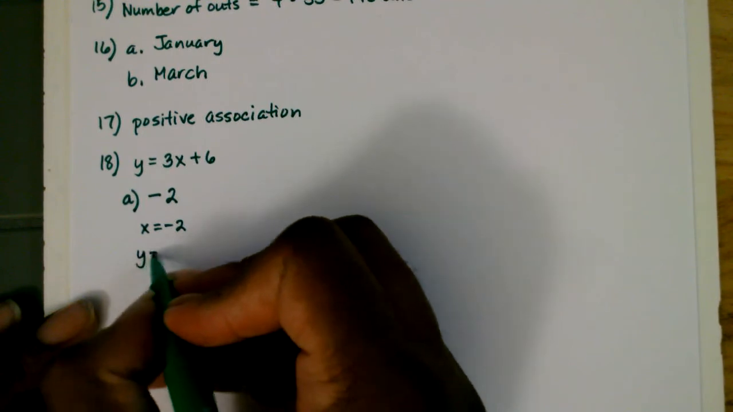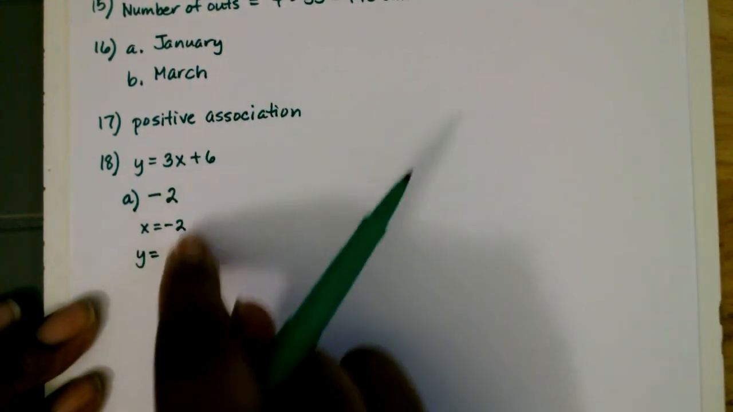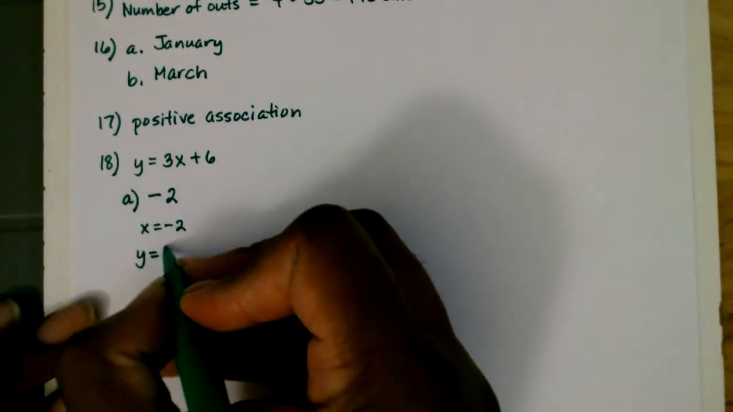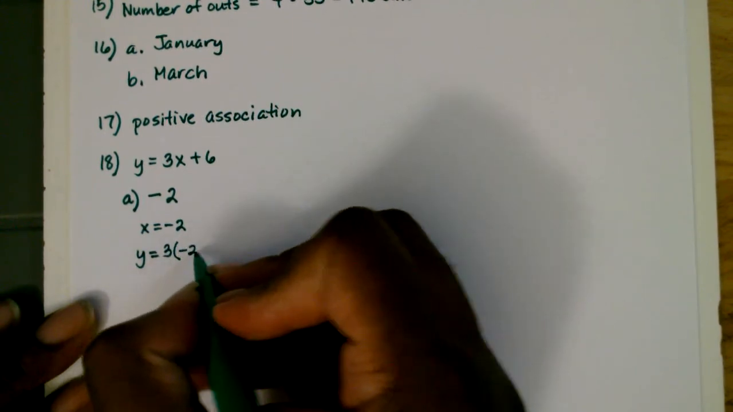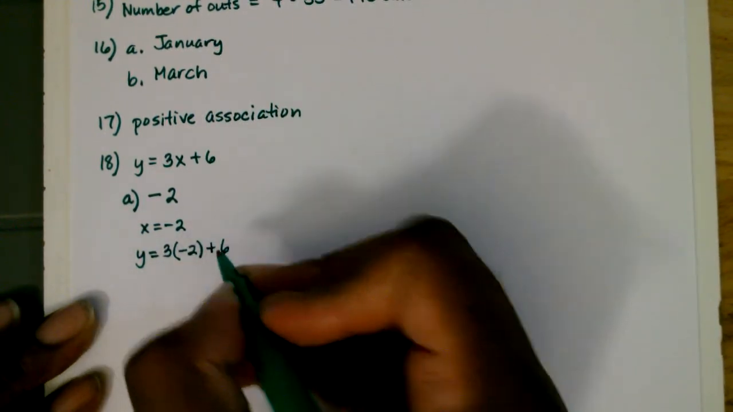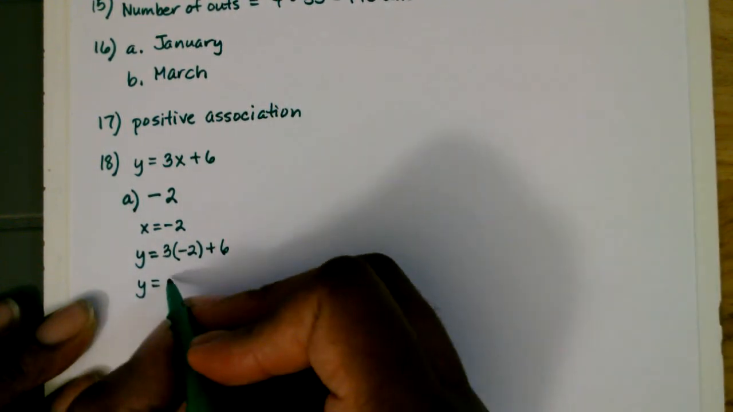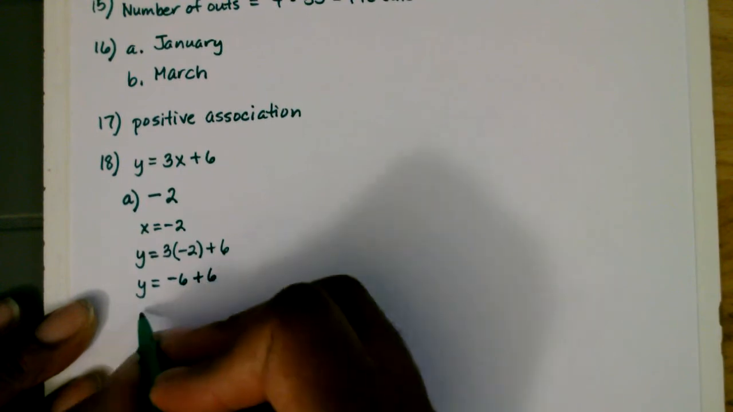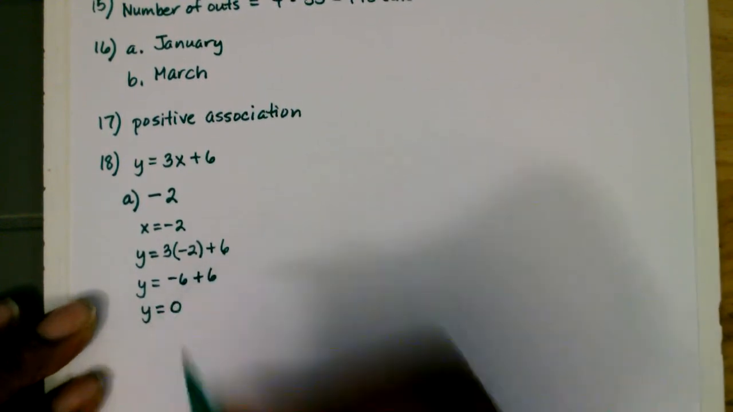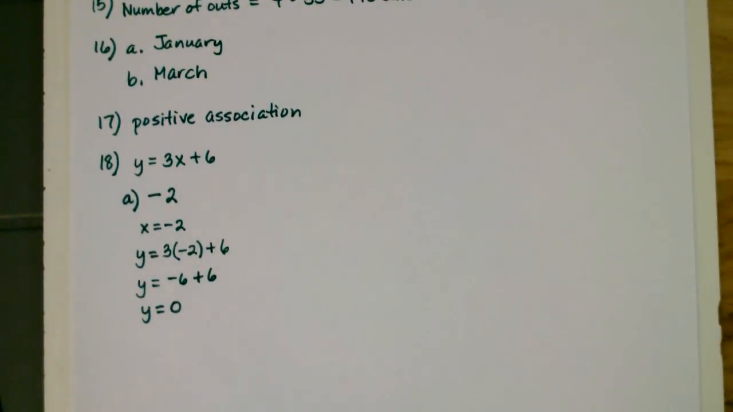So that means y is equal to, we just substitute the x with that -2. So it'd be 3 times -2 plus 6. And 3 times -2 would be -6. -6 plus 6 would be 0. So for x equals -2 for that trend line, I would expect to have a y value of 0.